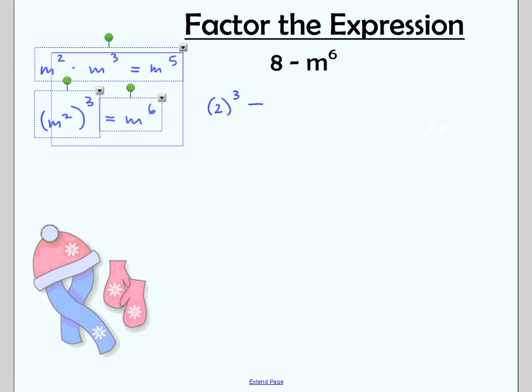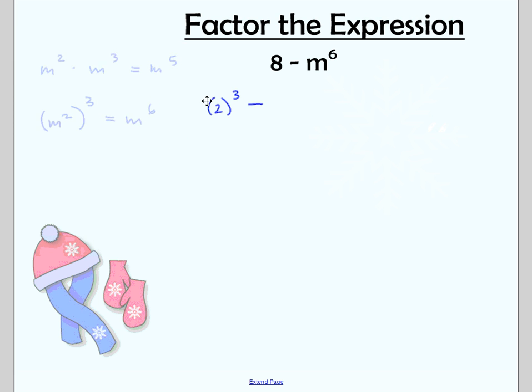So we're going to use that knowledge right there. I'll go ahead and just get rid of that, but we're going to use that to help us rewrite this as something cubed. So we just talked about it. This would be the same as m squared cubed, because 2 times 3 is 6, so this would be equal to m to the 6th. So now I have a cubed minus b cubed. So I'm starting with a minus b, so that's going to be 2 minus m squared.